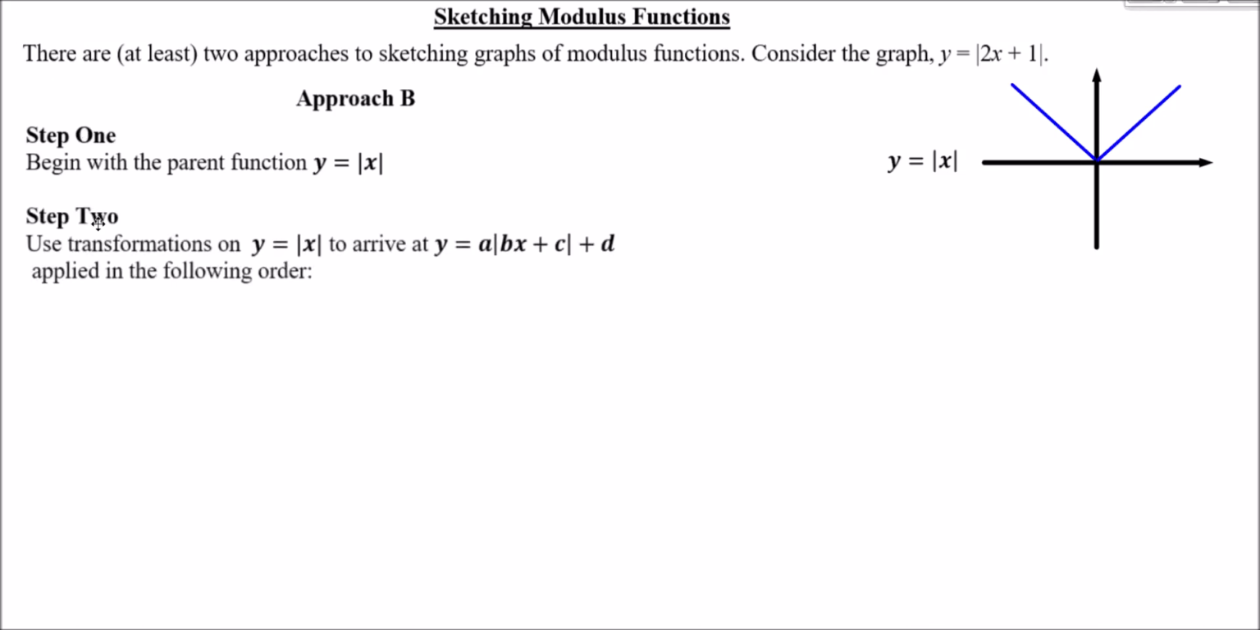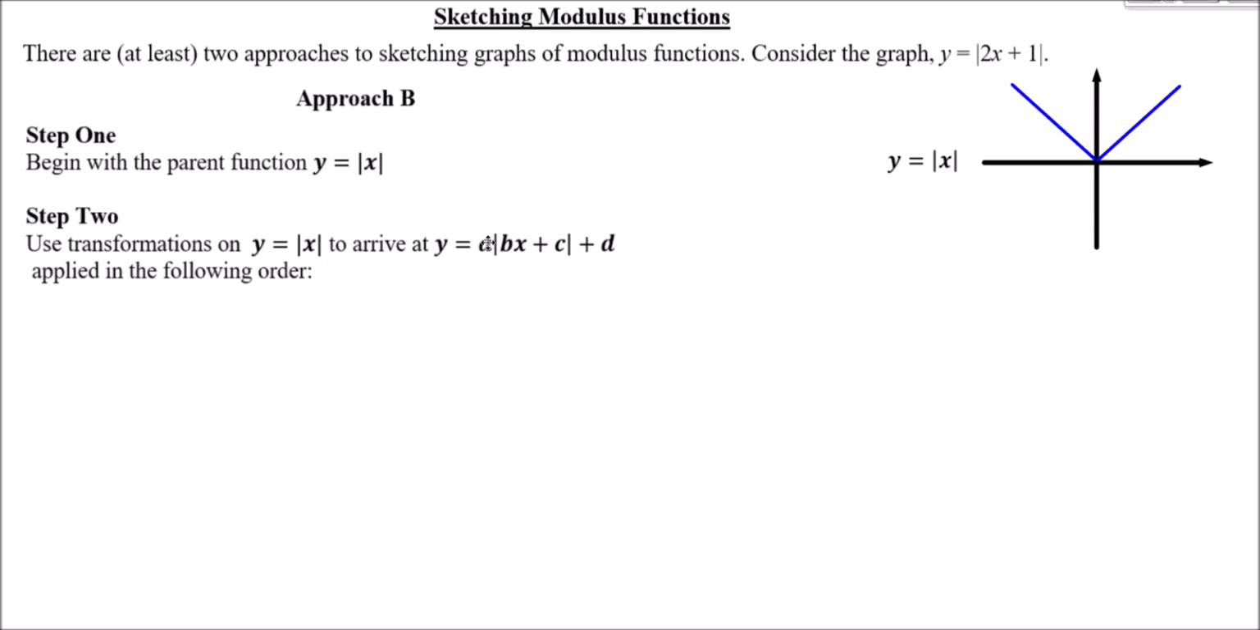So what we do first in the second step is we're going to go from the most basic parent function, which is y equals mod x, to arrive at y equals whatever we want. So I've broken it down into 4 different constants. So it could be something more complicated, where we could have at least 4 different numbers to contend with.